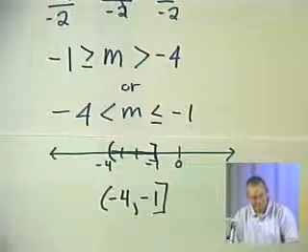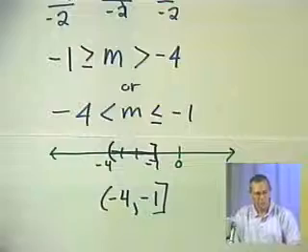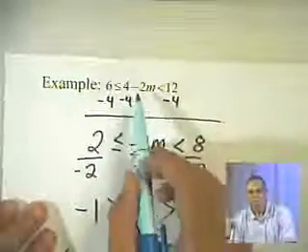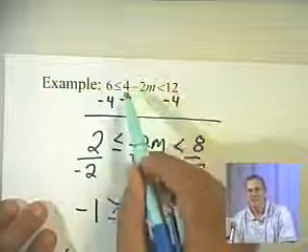So that's all there is to these triple inequalities, or sometimes called double inequalities or three-part inequalities. Lots of terminology for them. But the main thing is we want to isolate the variable in the center by just moving things around.